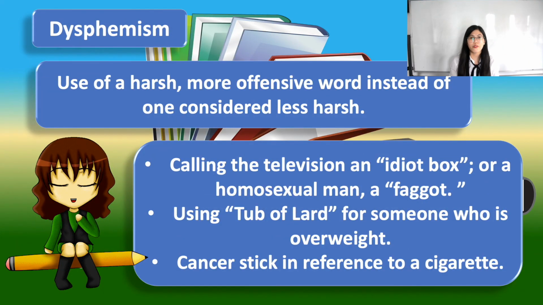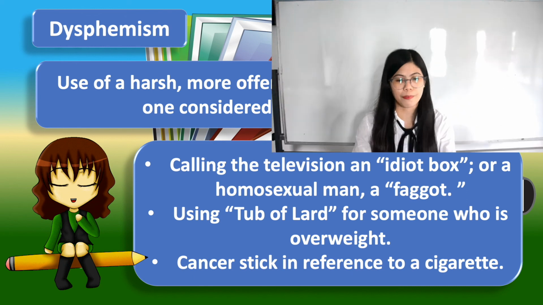Next, we have dysphemism. It is the use of a harsh, more offensive word instead of one considered less harsh. So this is the opposite of euphemism. For example, calling the television an idiot box, or calling a homosexual man a slur. We also have using tub of lard for someone who is overweight. Another example, calling a cigarette a cancer stick. So those are the dysphemism.